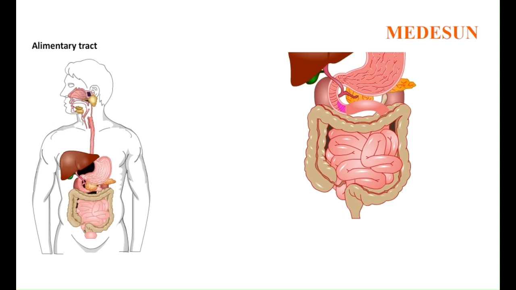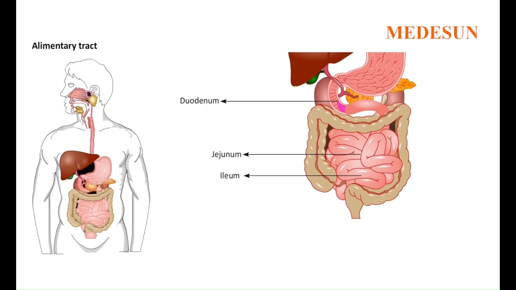Small intestine. The small intestine extends from the pyloric sphincter to the ileocecal valve. The completion of the process of digestion takes place in the small intestine. Three parts of the small intestine are duodenum, jejunum, and the ileum.